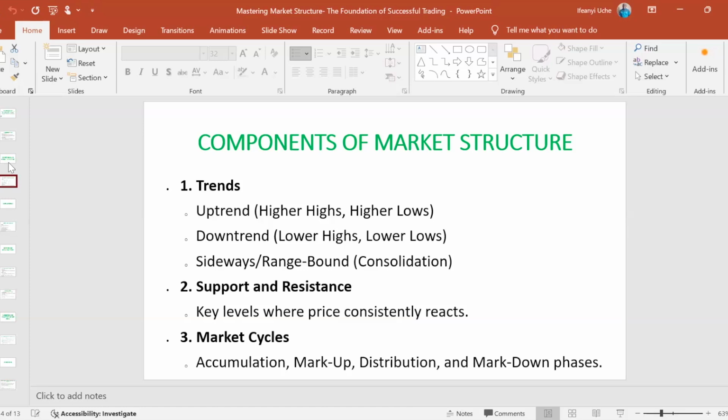Now look at uptrends. When you talk about trends, you have uptrend, you have downtrend, you have sideways or range-bound markets. In an uptrend, you are looking at a series of higher highs and higher lows. The market has a series of higher highs and higher lows. For example, today is Thursday already. Let's take, for example, this week so far. Let's look at maybe an instrument like GBP/USD.